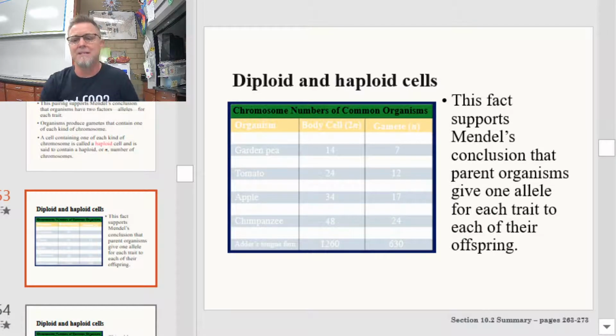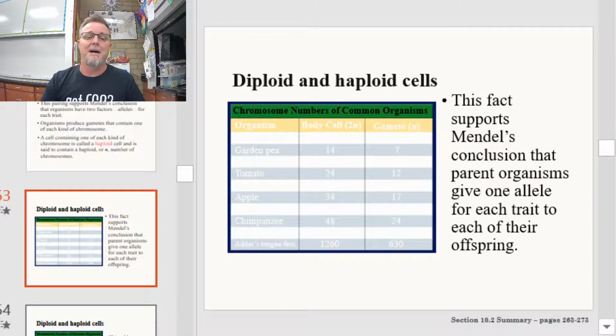Now, here again are some examples of haploid and diploid cell numbers, just to throw out a reference. And you can see there's garden peas and tomato plants and apple trees, stuff like that on this table. But if we just want to focus on humans, the idea is that humans have 46 chromosomes in their diploid cells, and they have 23 chromosomes in their haploid cells. This fact supports a conclusion written by a very famous guy by the name of Gregor Mendel. Mendel is considered the father of genetics, and we're going to spend a lot of time talking about him in later parts of this chapter as we're learning genetics.